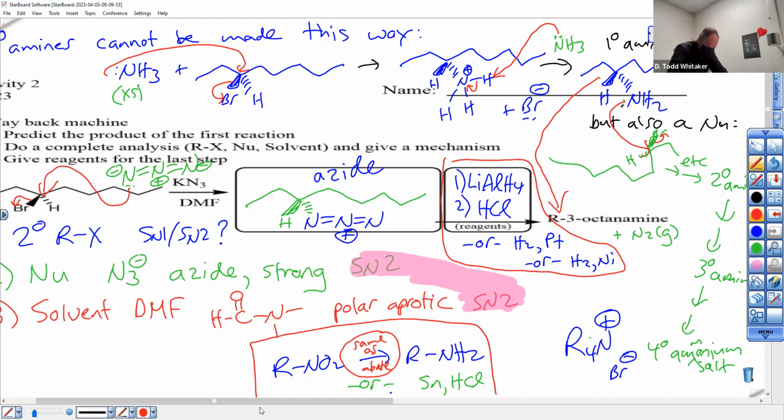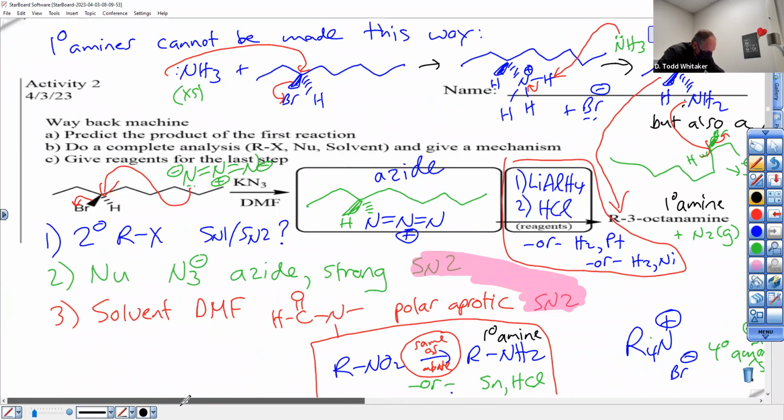Okay? So that's a primary amine from a nitro. And above, we have a primary amine from an azide. So we keep reminding you it's a primary amine from an azide. And since we're on the topic, I do want to remind you, you did know a very reliable method to make a primary amine earlier, and it's the reduction of an imine.